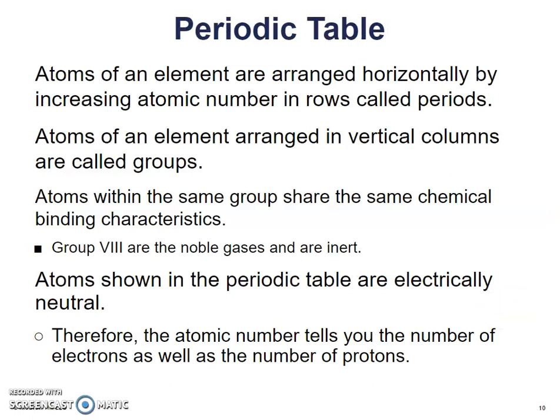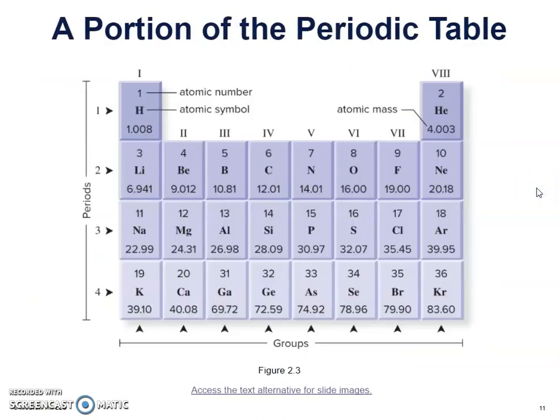Atoms shown in the periodic table are electrically neutral. That means that they do not have a charge. And so you can also tell the number of electrons in an atom that is neutral by looking at the periodic table. Here we have a very small portion of the periodic table. These are the elements that are most often found in the body. Okay, we have hydrogen, we have carbon, nitrogen, oxygen. Those are the main elements found in our bodies.